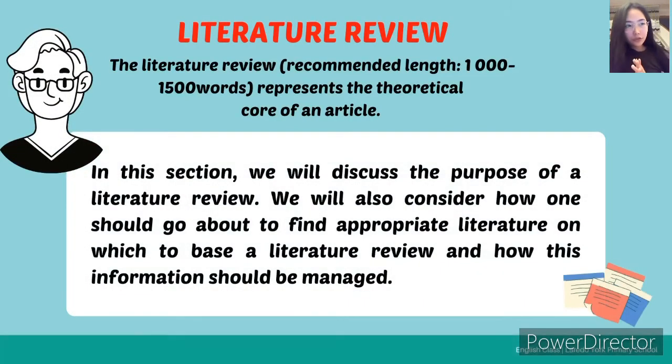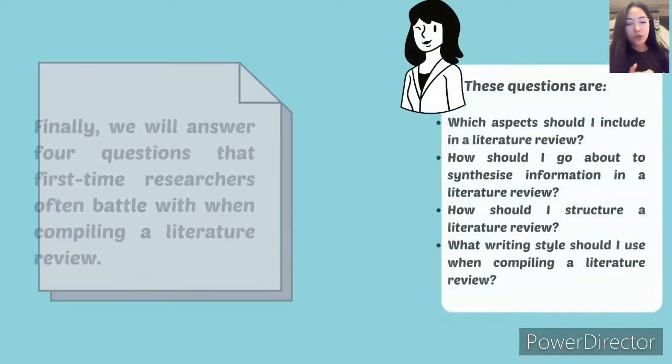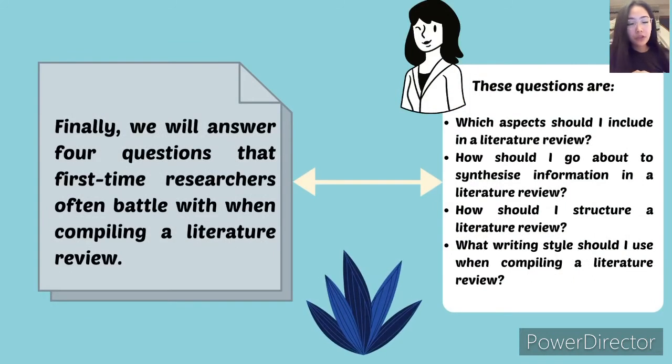So the next step is the literature review. The literature review represents the core of an article. We will answer 4 questions that first-time researchers often battle with when compiling a literature review. These questions are, firstly, which aspects should I include in a literature review? How should I go about synthesizing this information in a literature review? How should I structure the literature review? And what writing style should I use when compiling a literature review?